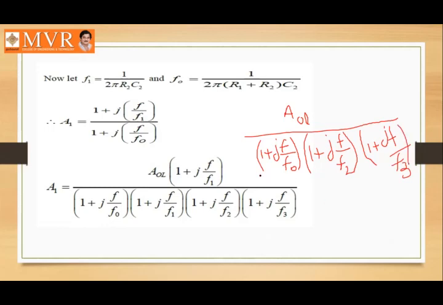So finally, when we introduce the pole zero compensation, we observe the equation AOL divided by (1 plus jf by F0)(1 plus jf by F2)(1 plus jf by F3), where 0 is less than F0 less than F1 less than F2 less than F3.